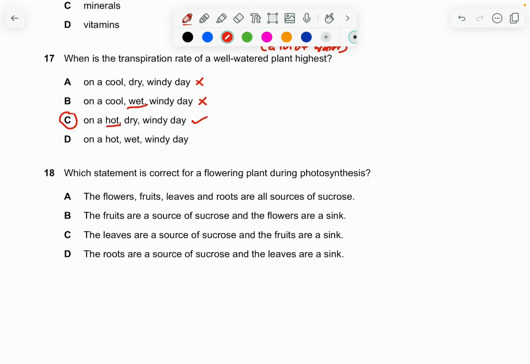Question 18. Which statement is correct of a flowering plant during photosynthesis? The flowers, fruits, leaves and roots are all sources of sucrose. No, this one is wrong, because leaves are sources of sucrose, but some of the others are not. The fruits are a source of sucrose and the flowers are a sink. No, the fruits are also a sink. So the real source is the leaf. The leaves are a source of sucrose and the fruits are a sink. This one is correct, which is what I explained just now. So the answer is C.